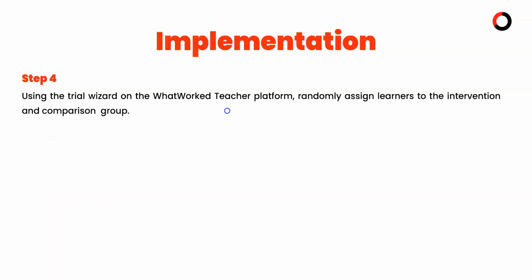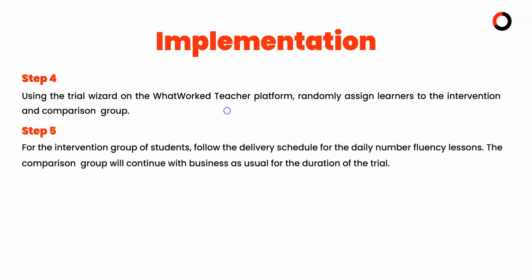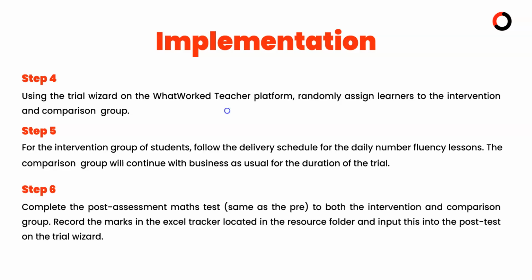So moving on to the implementation. Step 4, using the trial wizard on the What Works Teaches platform, it will randomly assign learners to the intervention and the comparison group. Step 5, the intervention group of students will follow the delivery schedule for the daily number fluency lessons. The comparison group will continue as business as usual for the duration of the trial. Step 6, complete the post-assessment maths test, which is the same as the pre, with both the intervention and the comparison group. Record the marks in the Excel tracker and then input these into the post-test on the trial wizard. You'll then complete a short process evaluation, then click Analyze the results to generate an impact report to show you how the intervention has worked in your school.